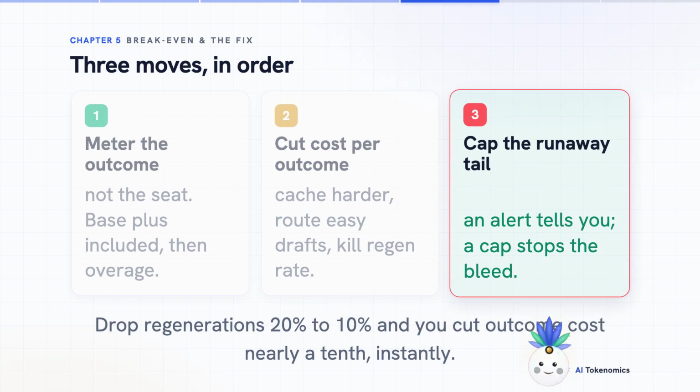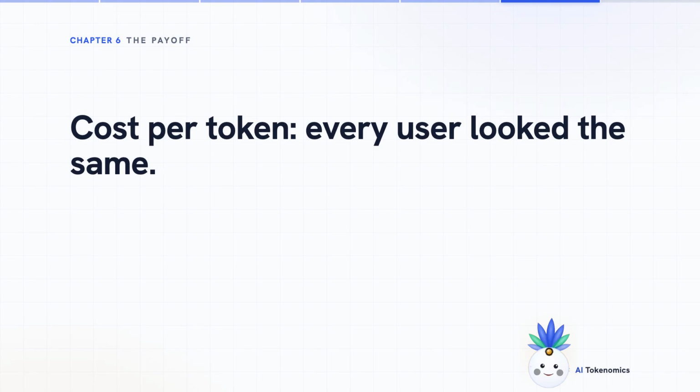3. Cap the runaway tail. A soft cap isn't a punishment. An alert tells you a power user is underwater. A cap stops the bleed. And here's the payoff, the reason this frame matters at all. When you measured cost per token, every user looked the same and every feature looked cheap.